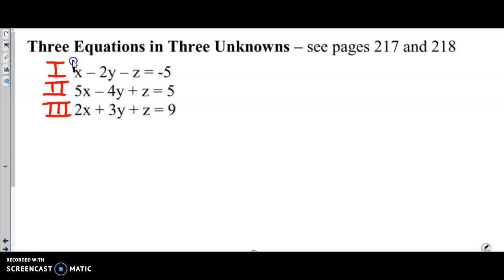If you said z, you are correct. So we are going to eliminate z. By doing that, we need to do a combination of these 3 equations. In equation number 1, the coefficient of z is -1, and in equations 2 and 3, the coefficient of z is +1. So we're going to add equation 1 and equation 2 together to eliminate z in those 2.